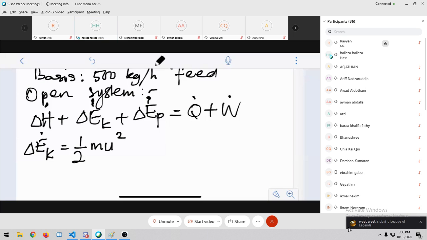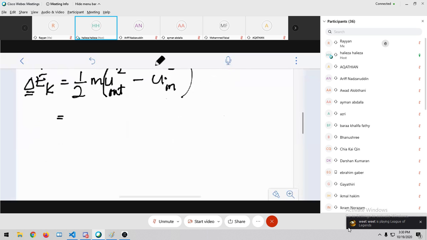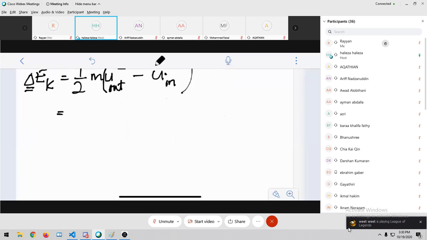But the square now is different, so this is a difference. What minus what? It should be out minus in: 360 squared minus 60 squared. Let me rewrite this. So what do we have? We have the mass, and the mass is 500 kilogram per hour.